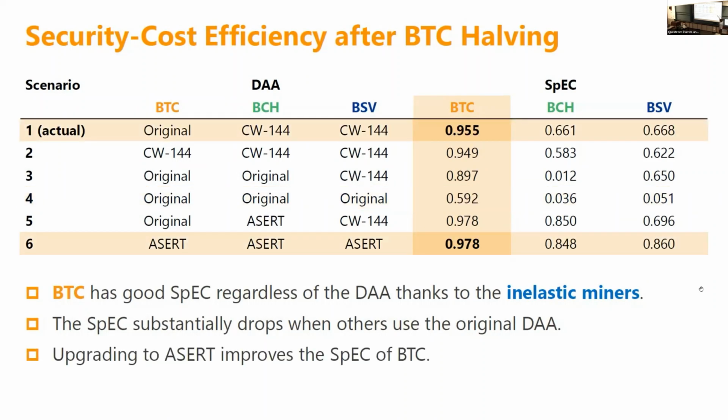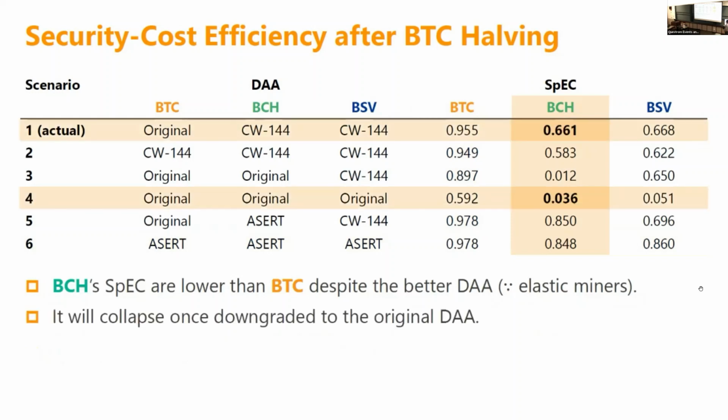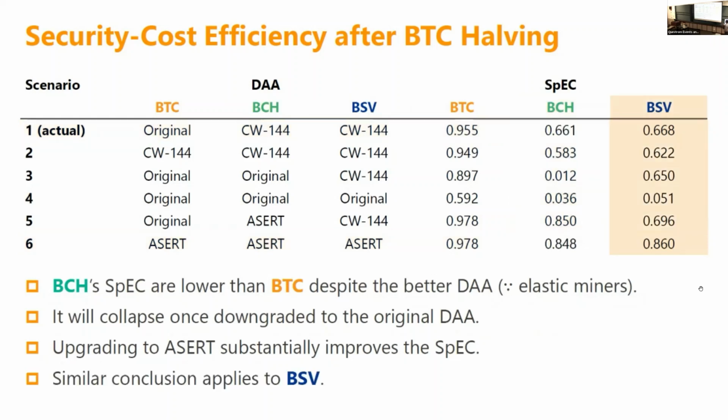And currently Bitcoin has a very large security cost efficiency, but if it adopts ASSERT, then it improves the security cost efficiency further. And as for Bitcoin Cash, basically its efficiency is lower than Bitcoin because of elastic miners. And if the original DAA is used, it becomes very catastrophic. And upgrading to ASSERT substantially improves the security cost efficiency. And we can say the same thing for Bitcoin SV.